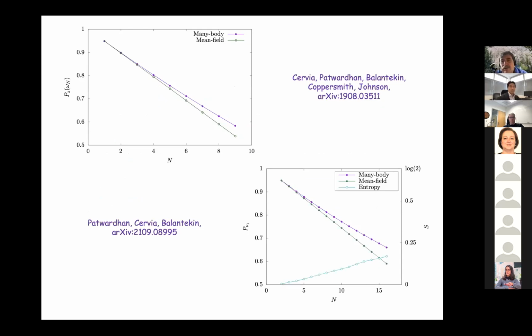So here is the distinction between the 2019 plot and our new result that we published last year. We can now go up to 16 neutrinos, and as you can see, the difference between many body and mean field increases, and the entanglement entropy also increases as you increase the number of neutrinos. Now we have to understand this a little bit better. What is actually going on here?